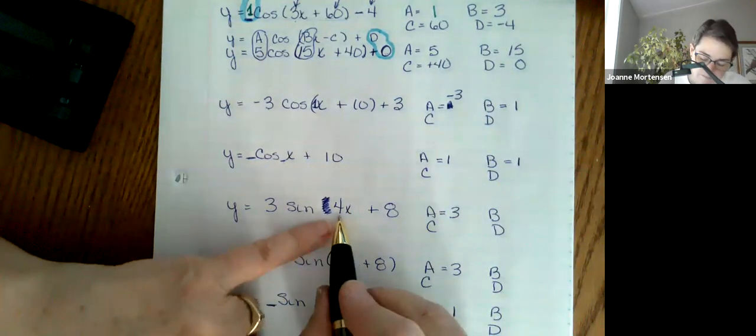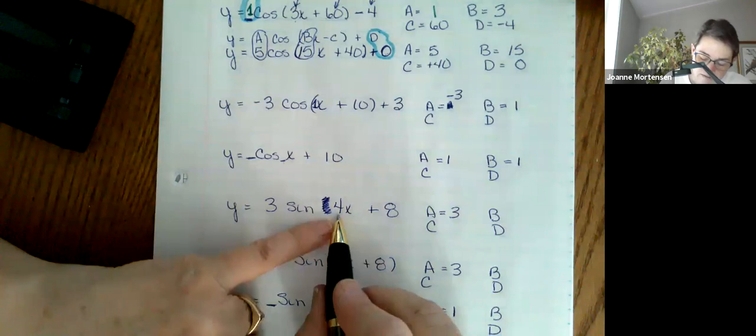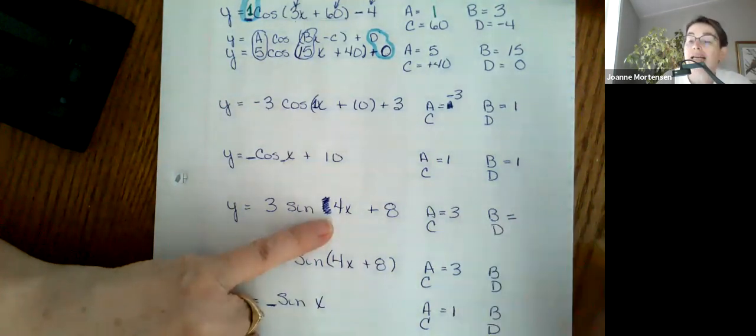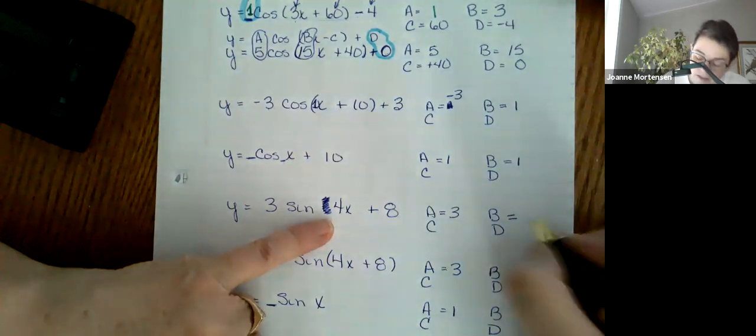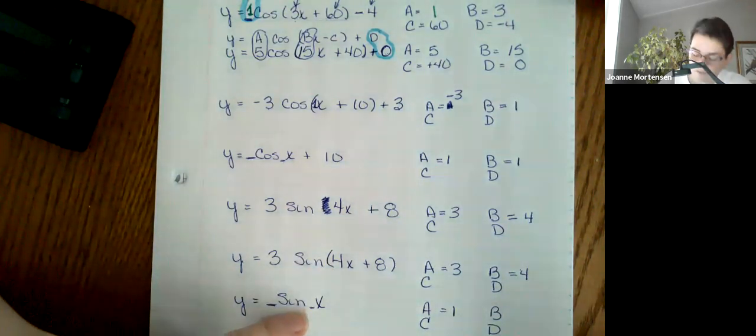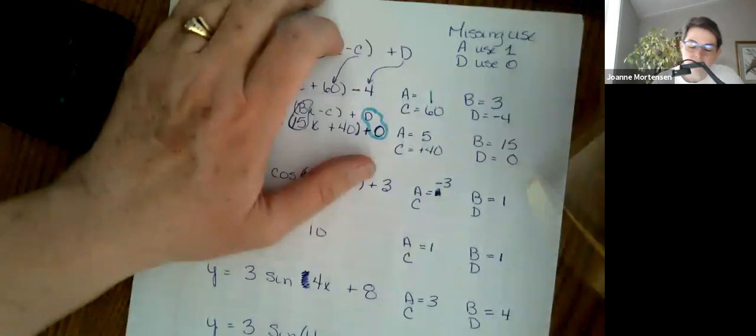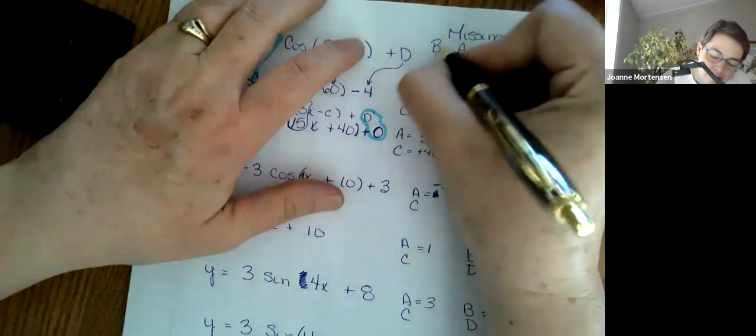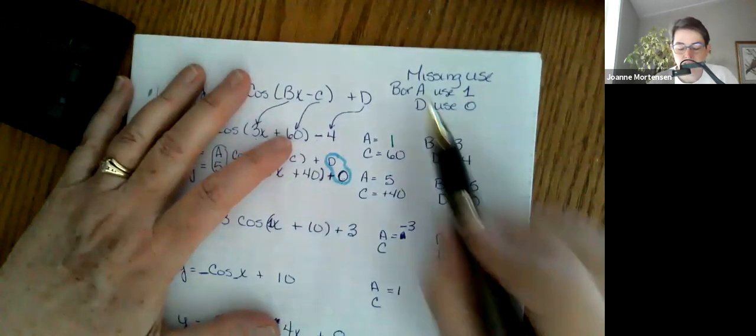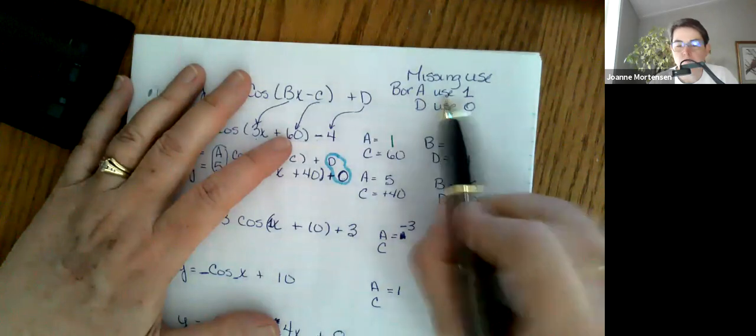Oh, here we go. In front of the x, this one's easy. I hope you're getting these right? If you're not, come see me. There's 4. Oh, and there's 4 again. And there's nothing in there, so we can put a 1. So, sorry, if B or A is missing, use 1.